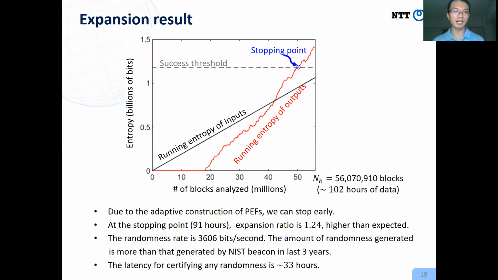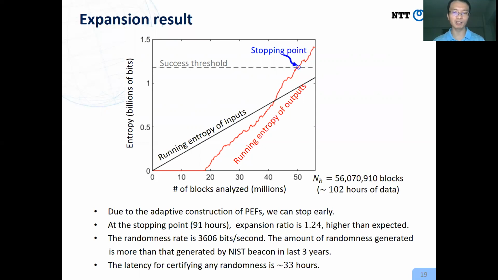Next, let me present our main results. Our main results can be summarized in this plot. Here you can see the amount of output random bits certified increases with the number of blocks analyzed. At some point, the amount of output bits surpasses the amount of input bits. At a later point, about 91 hours, our success threshold is satisfied.